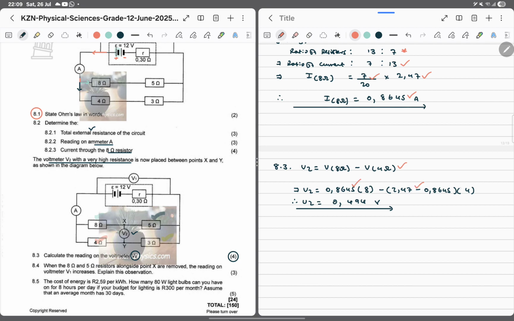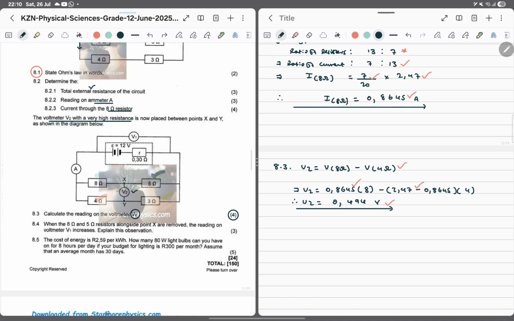So this calculation, that calculation, and that's the one. That's the one. Okay. Try using this resistor. Try using that resistor and that resistor. Okay. And see what comes out. 8.4. It says when the 8 ohm and the 5 ohm resistors alongside X are removed, the reading on V1 increases.